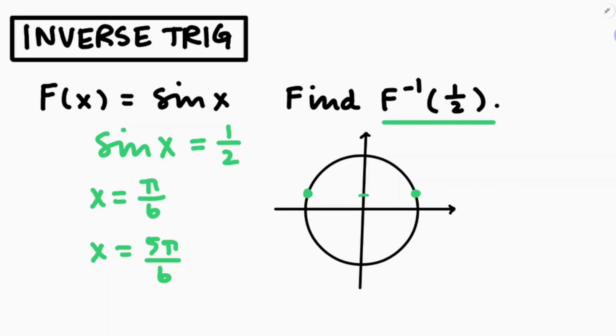But we said we weren't going to deal with that in AP Pre-Cal. And then we realized that any coterminal angle to pi over 6 or 5 pi over 6 is also a solution to this equation. So it just gets worse and worse, and so we're going to need to do something about it.